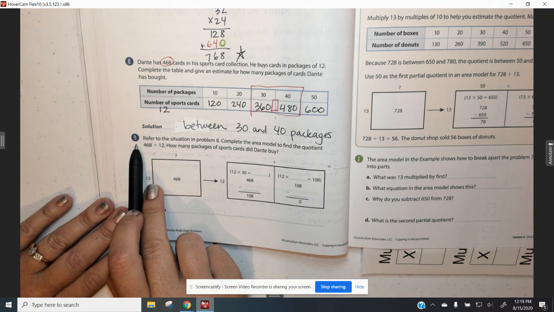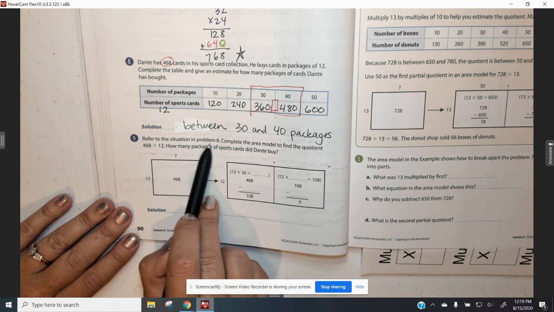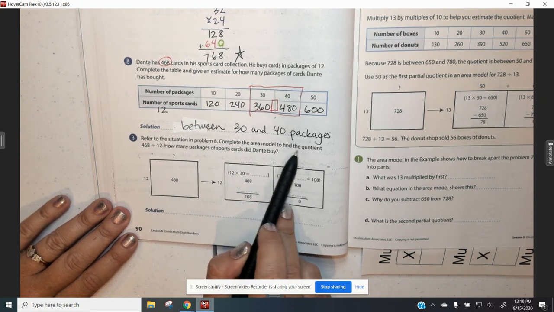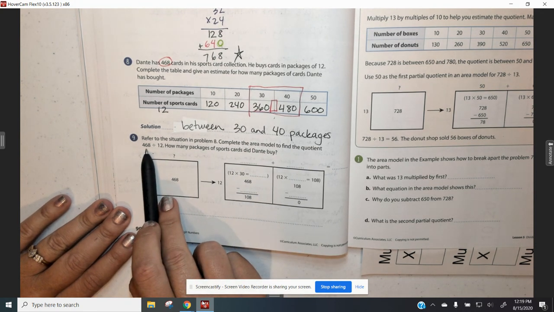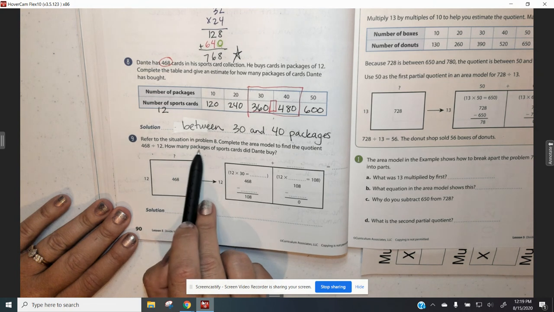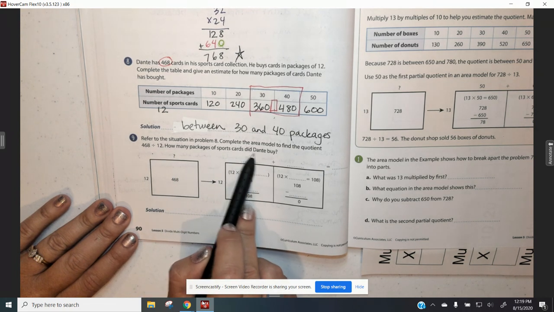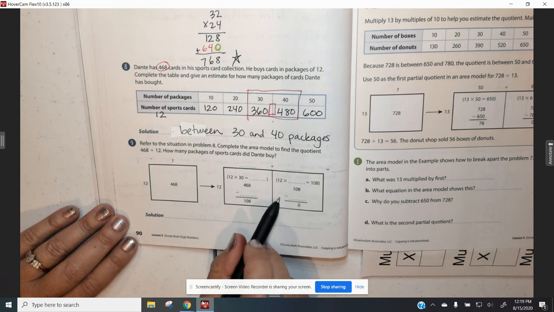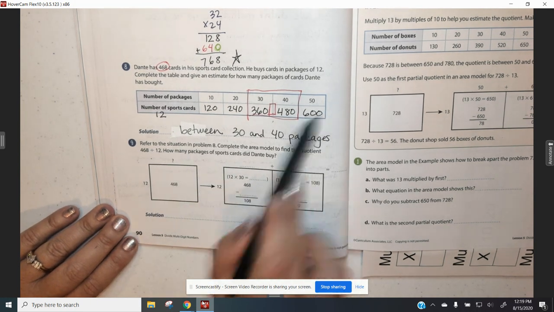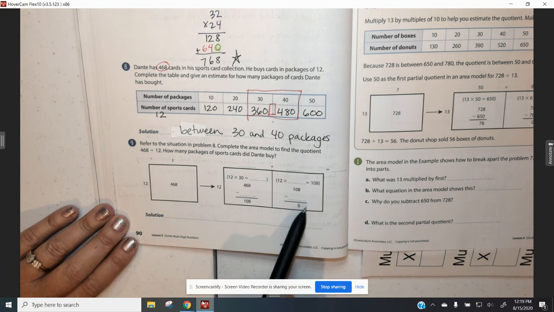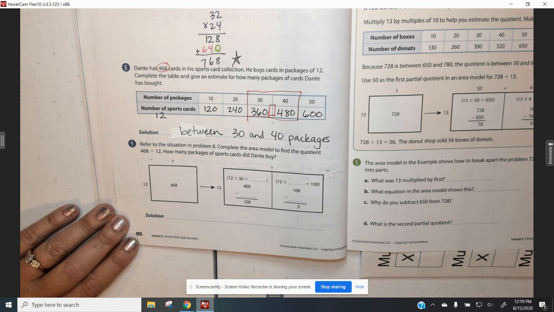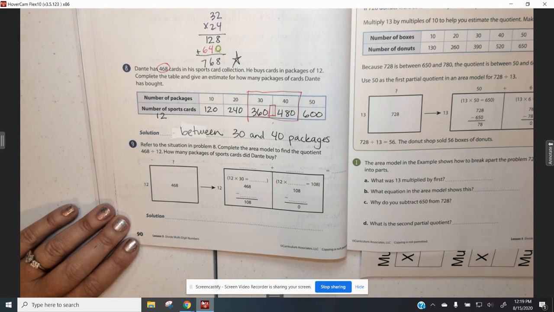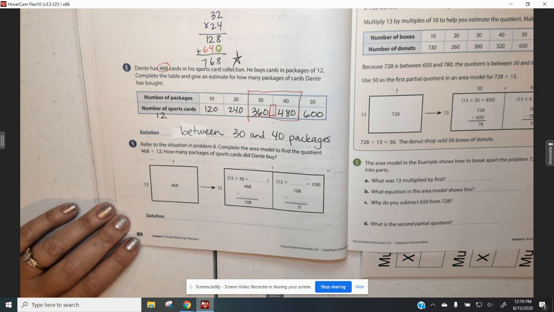Now let's look at number 9. Refer to the situation in problem 8. Complete the area models to find the quotient of 468 divided by 12. How many packages of sports cards did Dante buy? So I want you to go ahead and do this by yourself. Pause the video, use this multiples of 10 chart to help you fill out the rest of your area model. As soon as you're done, you can start the video back up and see if your answer matches what I came up with. So go ahead and pause the video now.